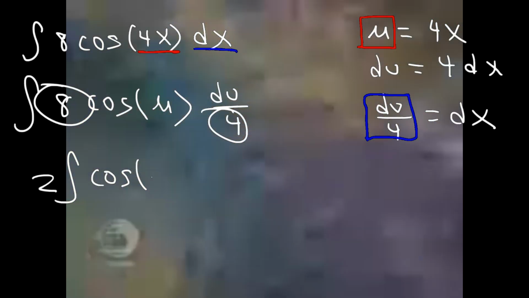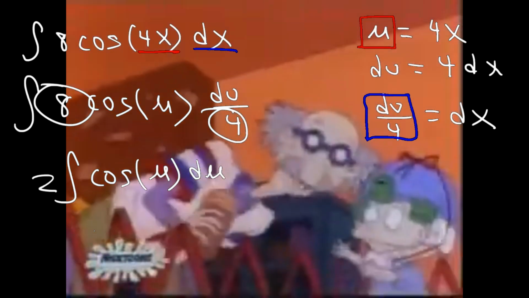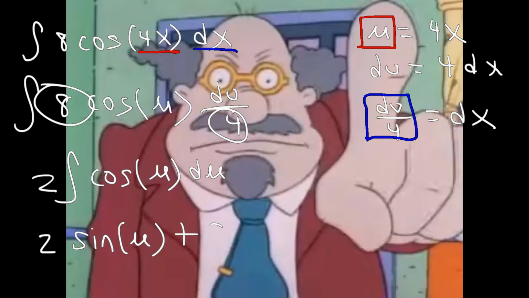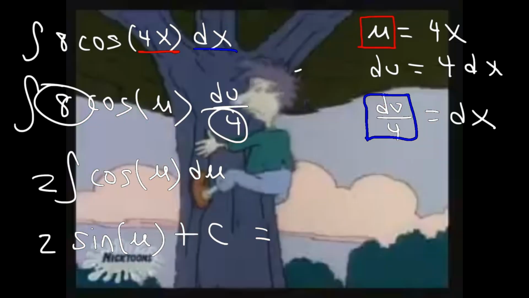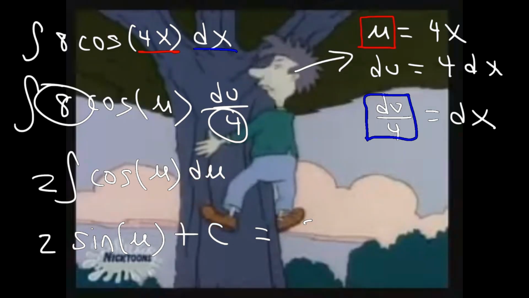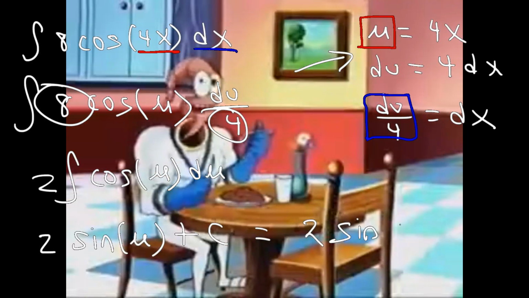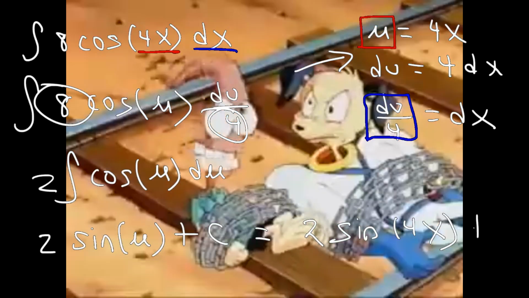Now what is the antiderivative of cosine? The antiderivative of cosine is sine, because the derivative of sine is cosine. So we have 2 sine u plus the constant of integration c. Now let's replace u with 4x. So the final answer is 2 sine 4x plus c.